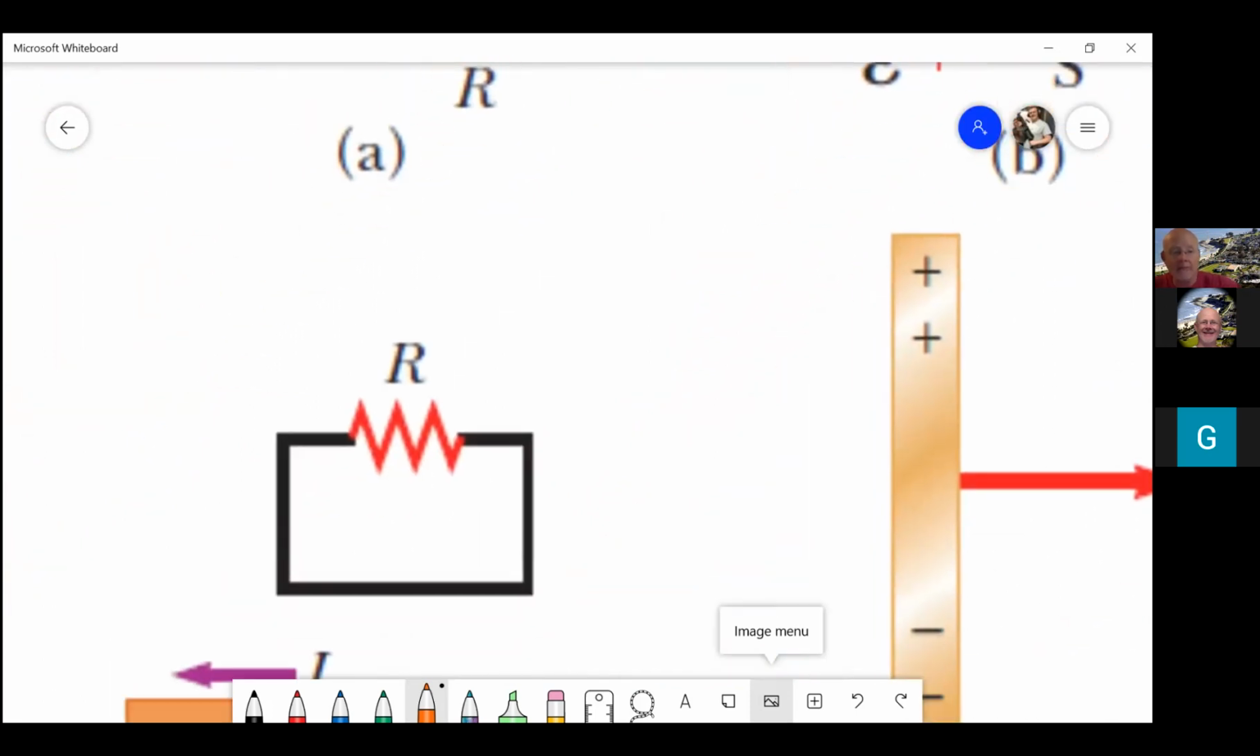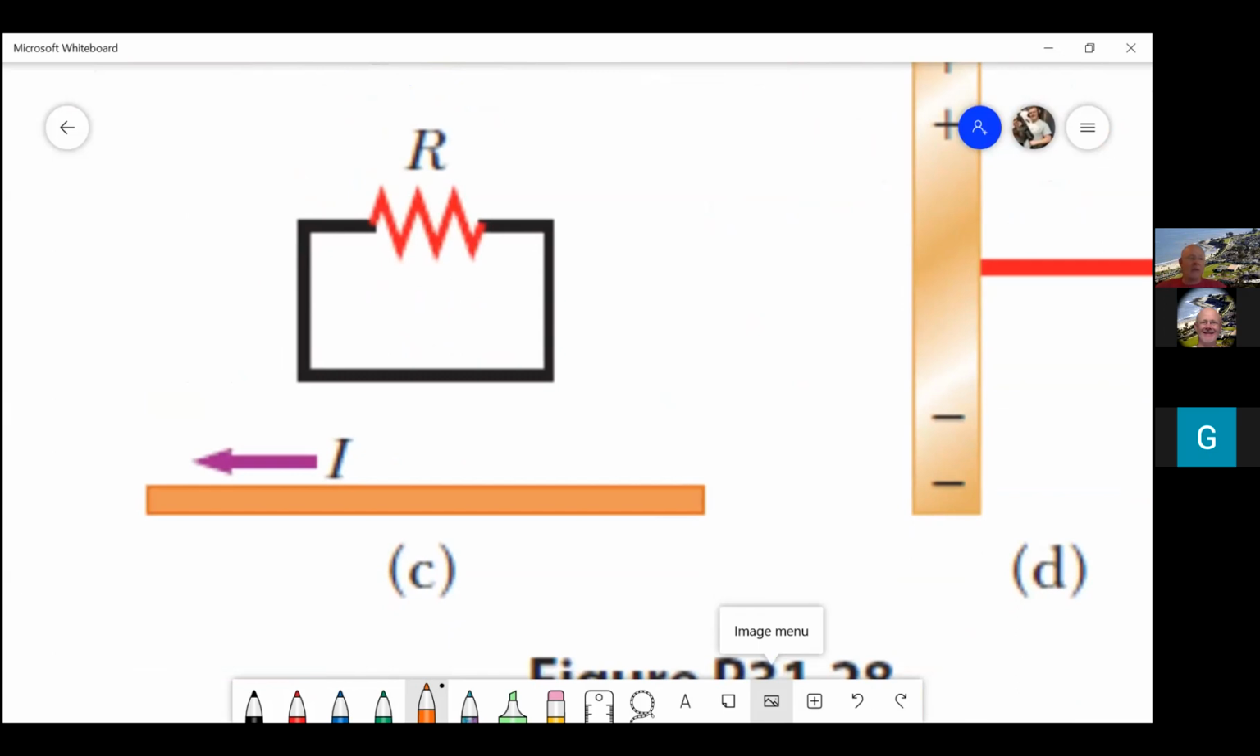Let's look at C. All right, so C, let me read the question. What is the direction of the induced current in R when the current I in figure C decreases rapidly to zero? Now, I don't know if rapidly is important, because when we calculate using Faraday's law, we need to know how rapidly to calculate it. But as far as the direction in Lenz's law, it's just a decrease.